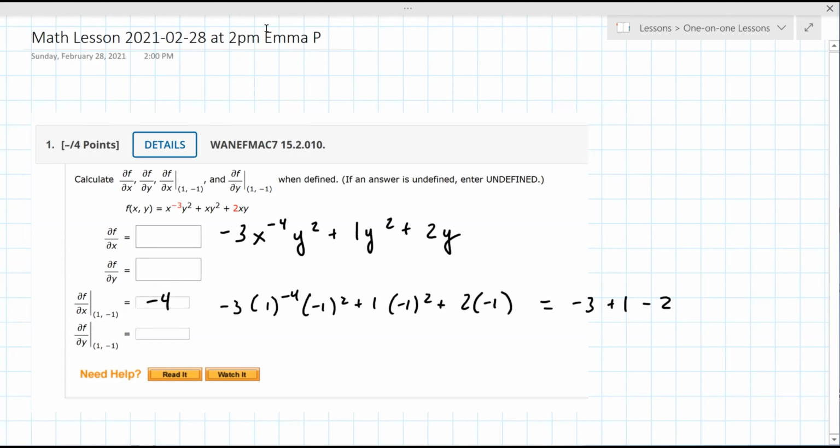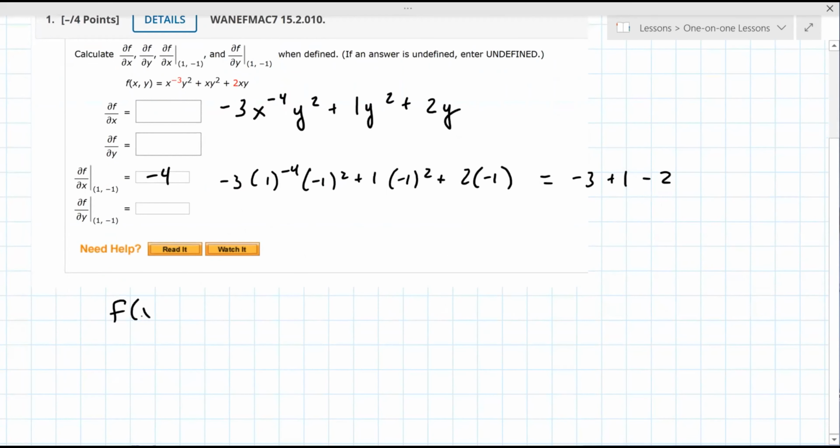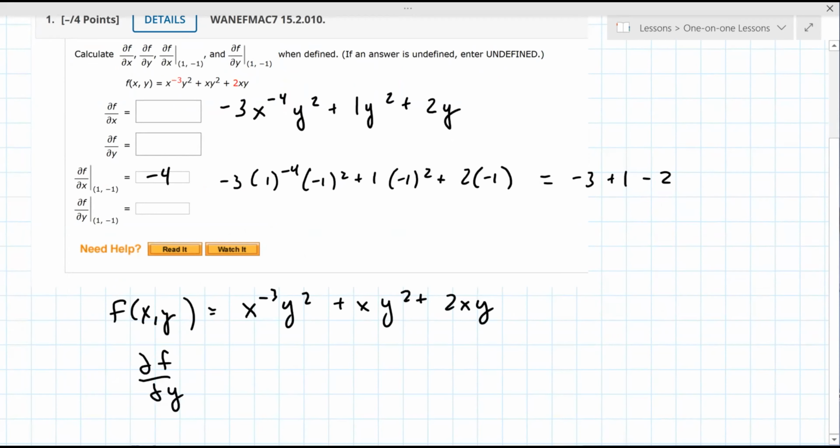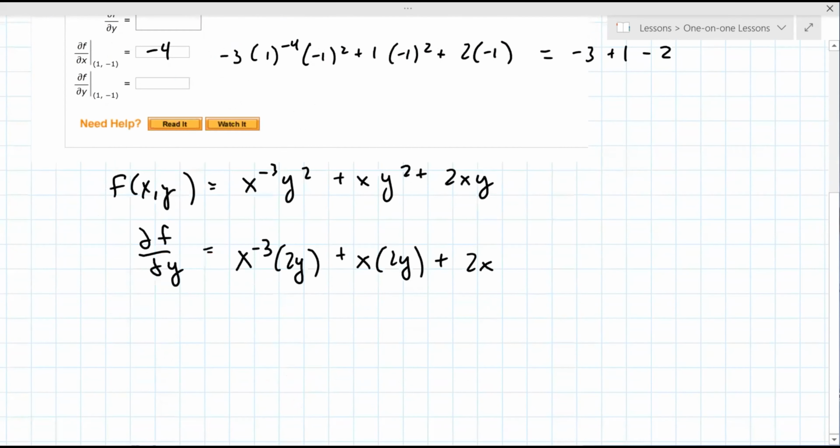All right, now I'm just going to go down a little bit. There's not enough space here to make this clear, but I'm going to rewrite the function here, f(x, y), x to the minus 3y squared plus xy squared plus 2xy. When you take a derivative with respect to y, you just look at the y and ignore the x. It's going to come along, but what's the derivative of y squared? Well, it's 2y. There's no y primes anymore. You're beyond that. So this is x to the minus 3 times 2y plus 2y again, but that x comes down, plus the derivative of y is 1, 2x.